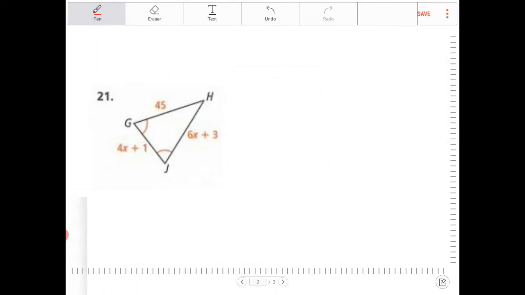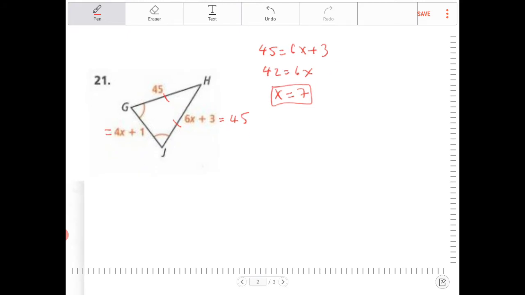Alright, same idea. Base angles, this must equal 45, right, because these two legs are the same. So I can say 45 is equal to 6x plus 3. Subtract 3 from both sides. I get 42 is equal to 6x. Divide by 6, I get x is equal to 7. And since x is equal to 7, that means this must be equal to 29.